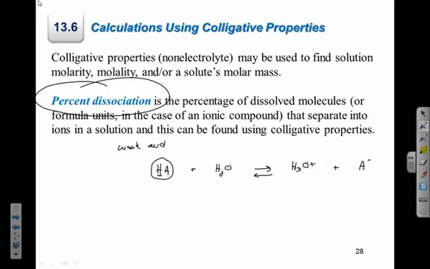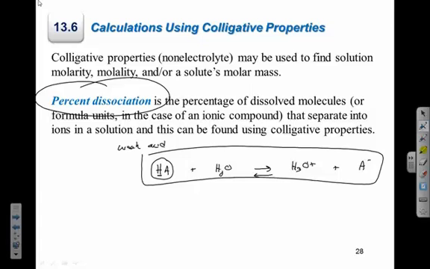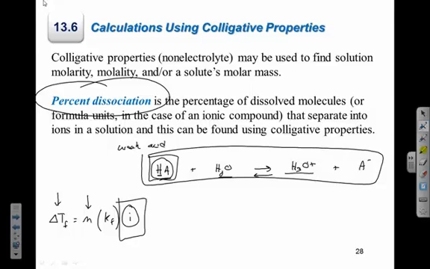I can dissolve this in solution. I can measure the temperature of the freezing point. I know the molality because I know how many moles I'm adding and how much water I have. So I know this value, I know this value, I know Kf. I can solve for I. When I solve for I, what does that tell us? That tells us how many of these molecules actually break up and produce ions.